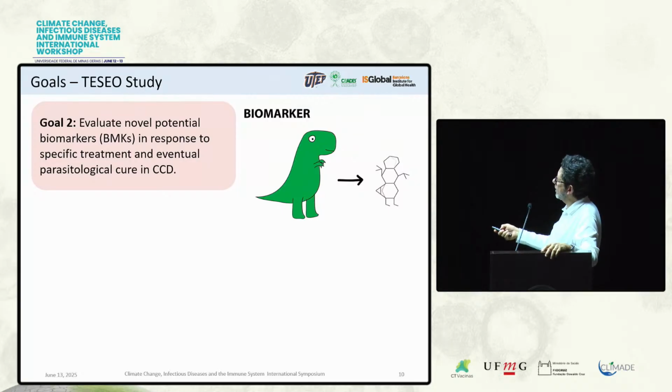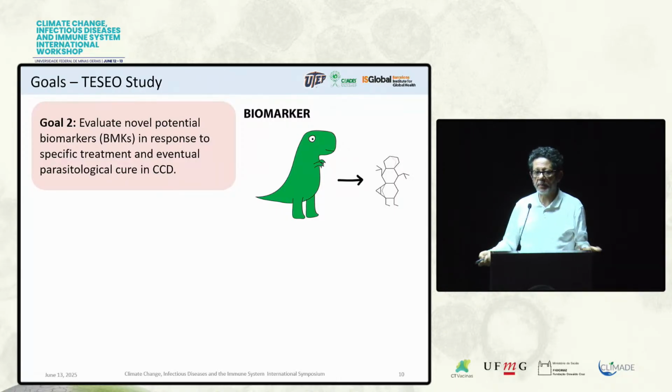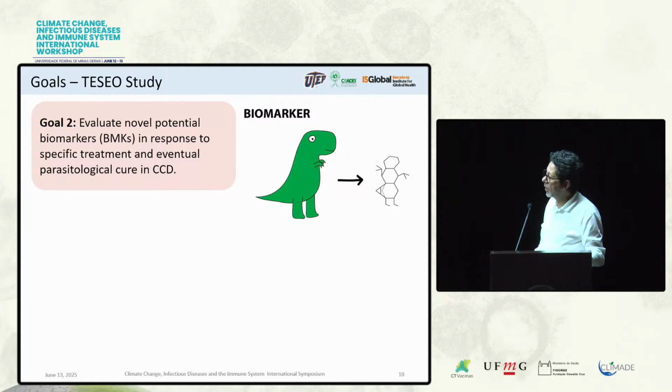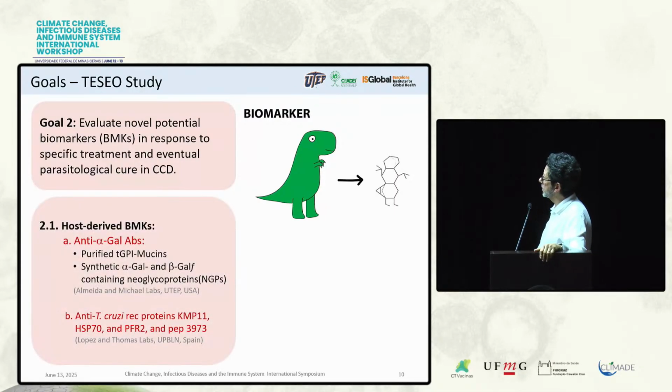And goal two is to evaluate novel potential biomarkers in response to a specific treatment, eventual parasitological cure in chronic Chagas disease. So a biomarker is a molecule either from the host or from the parasite that can be detected by molecular methods or serological methods, that we can use as a marker indicator of cure or at least response to the treatment. So we propose two classes of biomarkers, based on host-derived biomarkers, meaning antibodies.